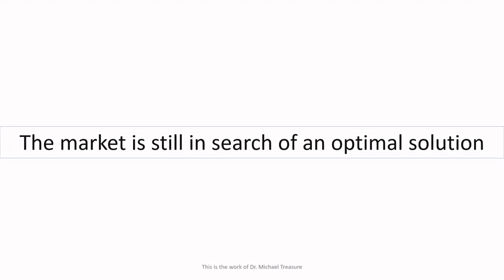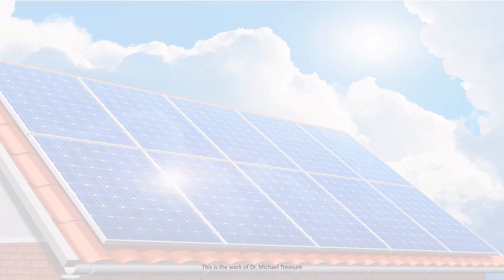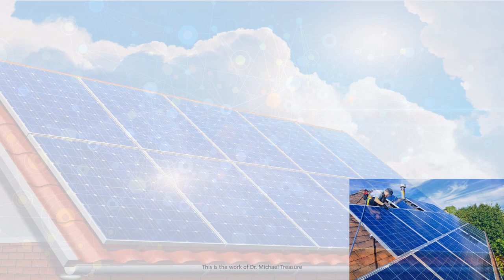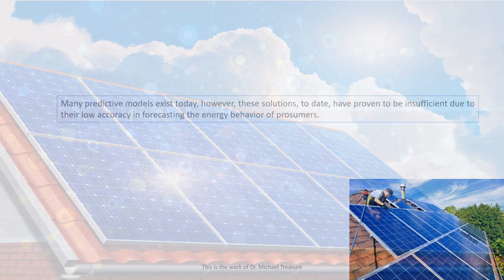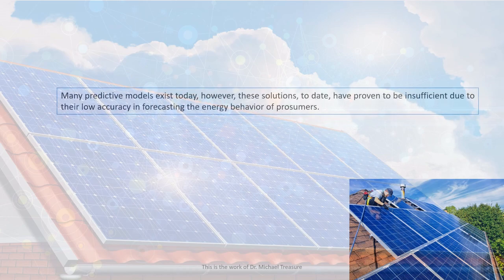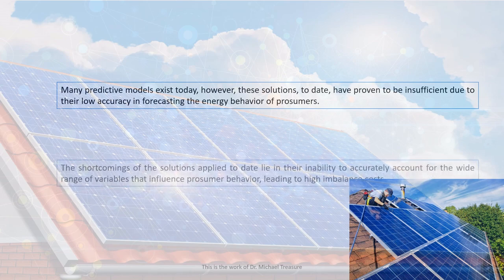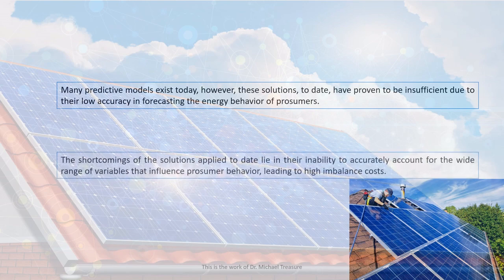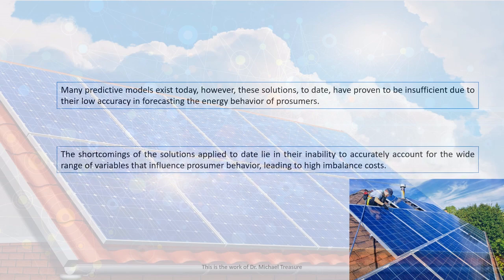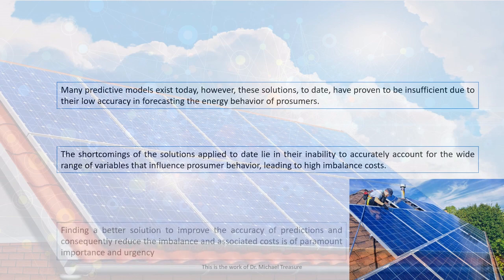To date, there exist many PV predictive models, but according to Enefit, the solutions they have seen so far have proven to be not good enough due to their low forecast accuracy. Enefit's position is that, and I believe most other national grid power generators that are embracing green energy as power sources for their grid supply would attest to, the underlying problems with PV predictive models on the market today lie in their inability to accurately account for the wide range of variables that influence prosumers' behaviors.